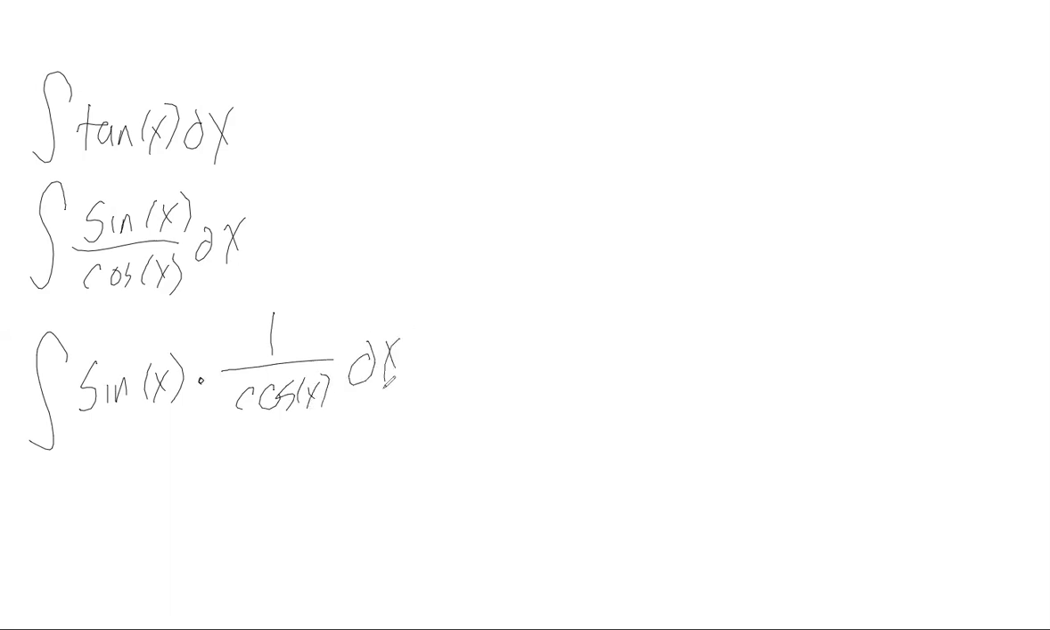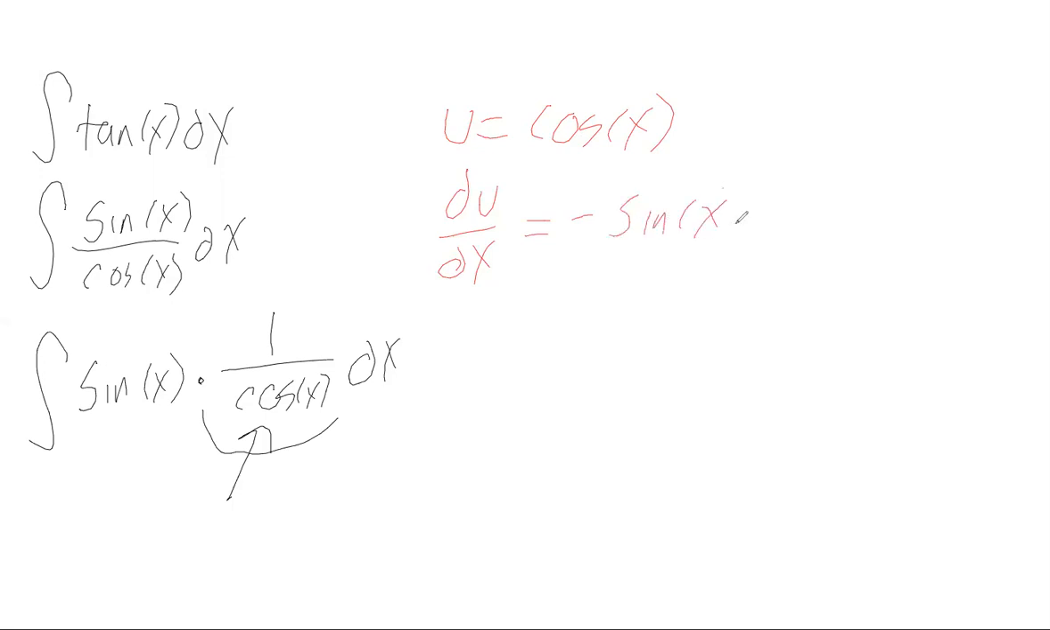Now, if we think about this in terms of the more complicated function, this right here is the more complicated function. And more to the point, if we take the derivative of this, it is going to give us a sine, but not quite the sine; it will give us a negative sine. So what we're going to do is a u substitution. The way we do that is we let u equal cosine of x. Now we take the derivative of this: du/dx equals the derivative of cosine, which is negative sine of x.